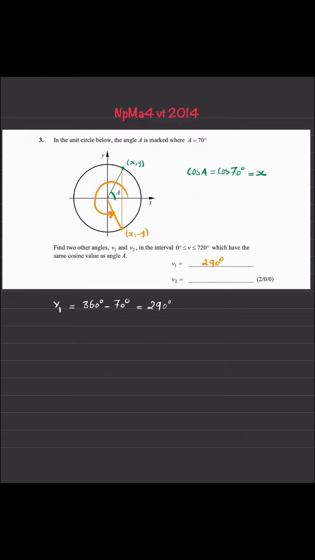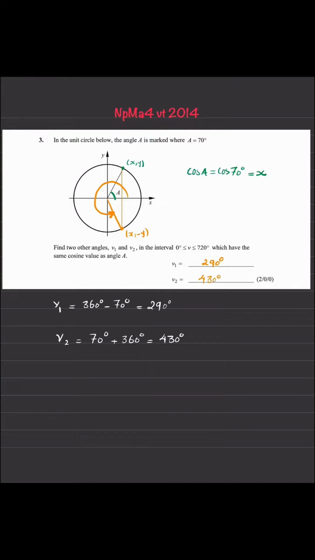Okay, of course we can find other ones. If I go one full round from here, I am adding 360 degrees to 70, but still I am in the given interval. So that is also the other answer. For example, it becomes 70 degrees plus 360 degrees, and the answer becomes 430 degrees. Okay, so that is also one possible answer, and then the problem is actually solved.